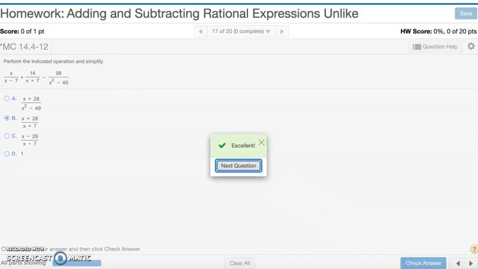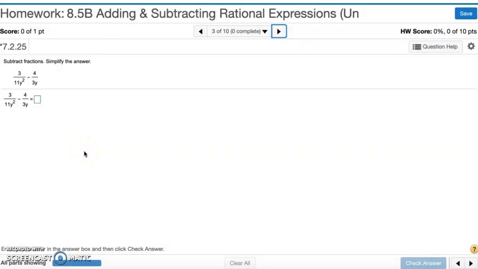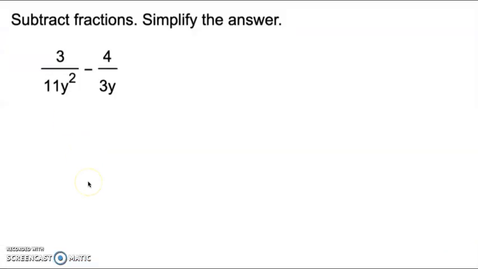And that's my answer. So this one is asking me to subtract fractions and then simplify it. So let's do that. So the first thing I need to do is make the denominators the same. When I'm dealing with variables and exponents, I look at the variables that are the same, and then I look at the exponent. The one with the largest exponent will be the least common denominator. So y squared is what I'm going to use. Now for the numbers 3 and 11, the least common denominator will be 33. So my least common denominator overall will be 33y squared.